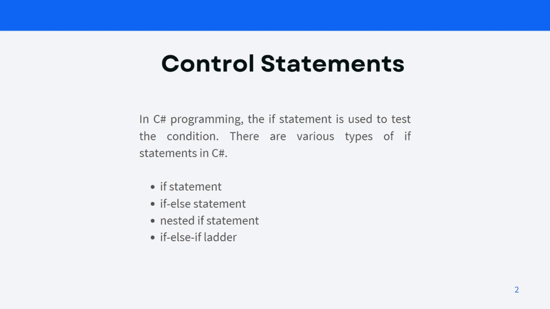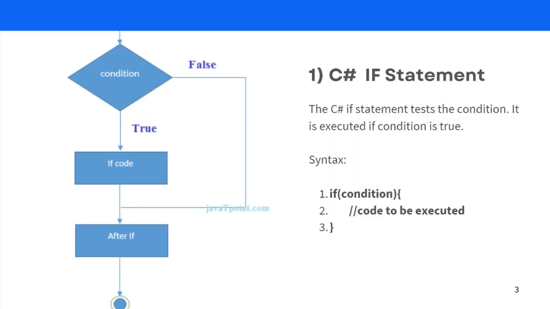Now, basically, what are the control statements? Control statements consist of many conditions like if else, nested if else if, and many more statements. Let us go through this. In C# programming, the if statement is used to test the condition. There are various types of if statement in C#: if statement, if else statement, nested if else if.